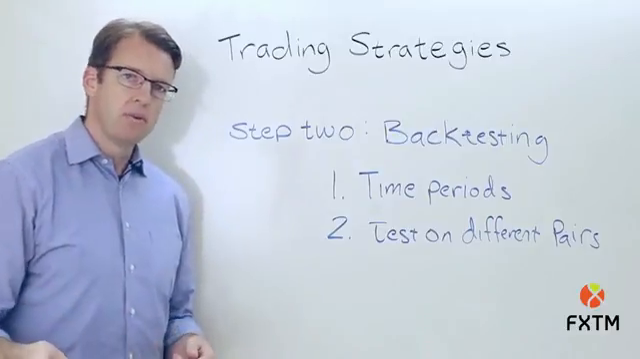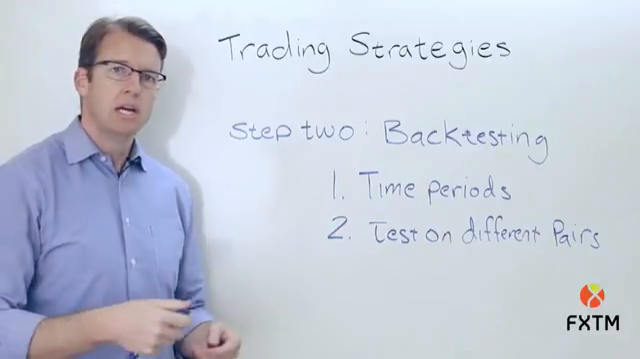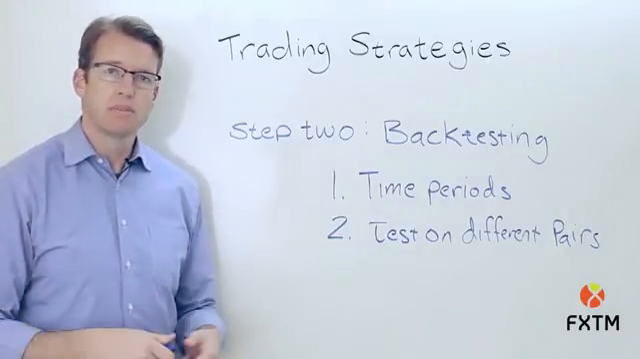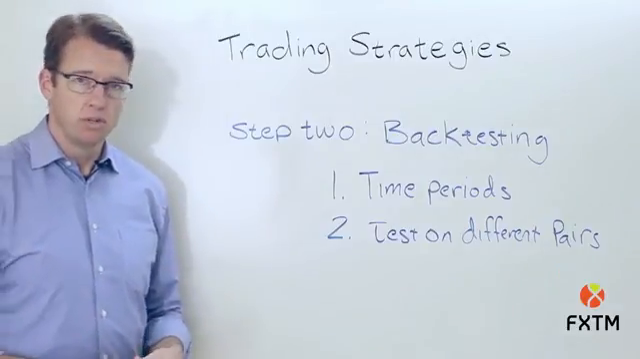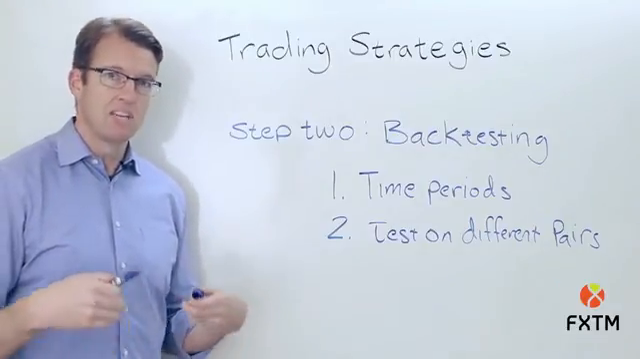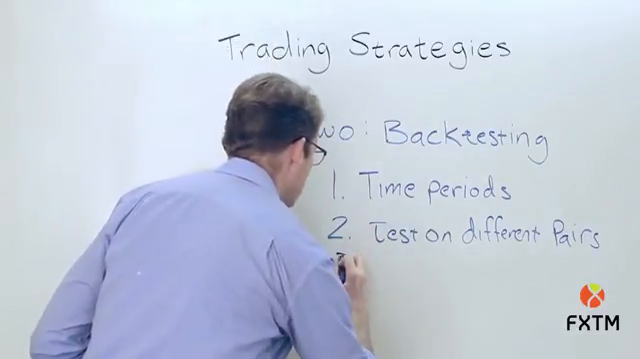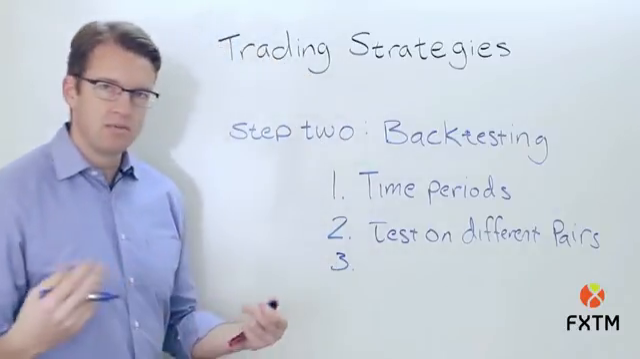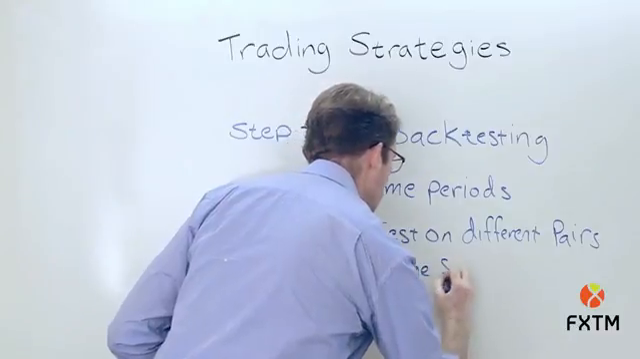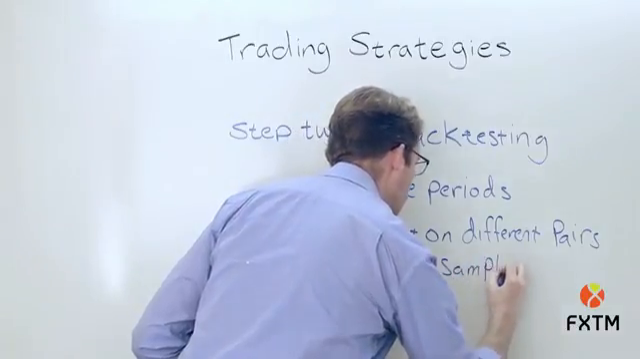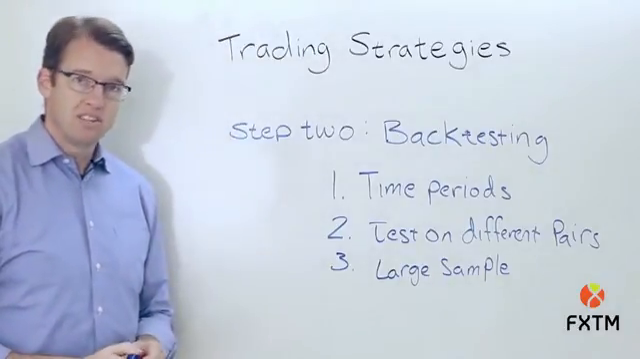If it works, for example, on the euro dollar, but does not work for whatever reason on the dollar yen or the euro yen or something like that, well, that may be telling you something about the validity of your rules and potentially, of course, the potential for success in the future. And then finally, make sure that you're doing a large enough test in the sense of sample size. So a large sample size doesn't have to be hundreds and hundreds of trades, but it should certainly be more than just a couple.